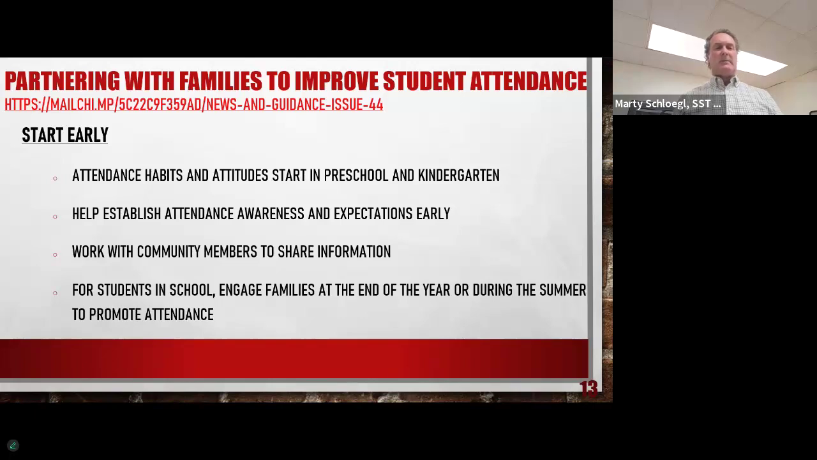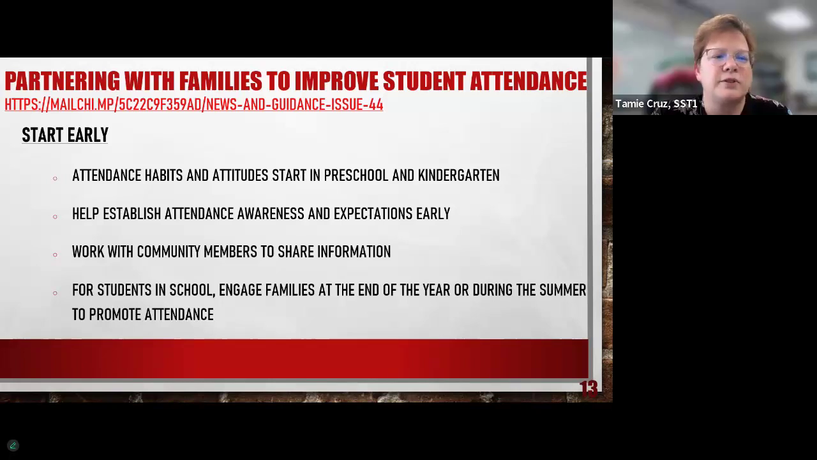Tammy, yes, I am going to turn my camera off because I'm getting unstable bandwidth and you're freezing on my part. I don't know if it is on anyone else's, but I'm going to turn my camera off just to see if that'll help. Okay, thank you, I appreciate that. Our bandwidth in our office is not always as strong as we would like it to be.